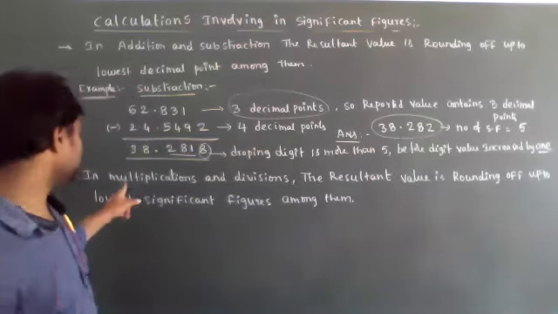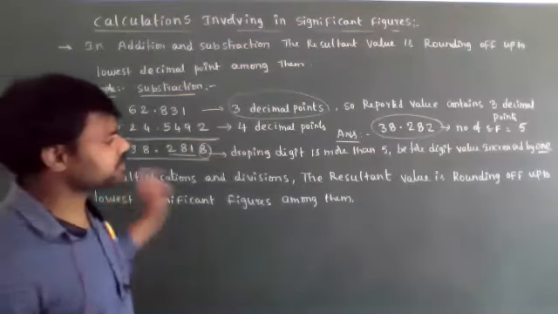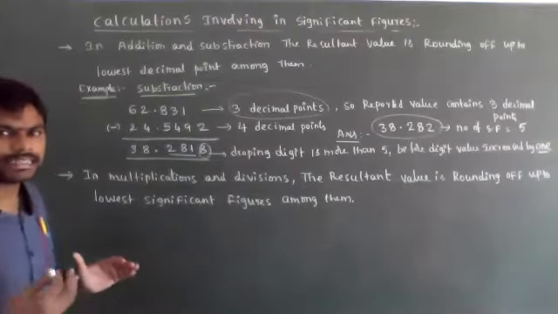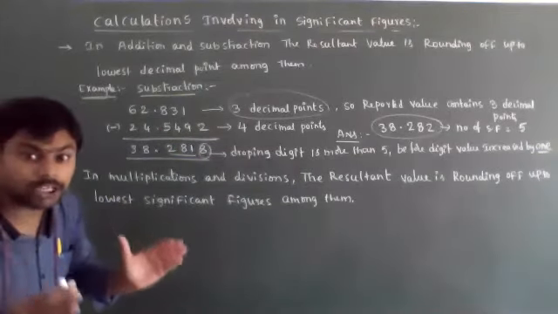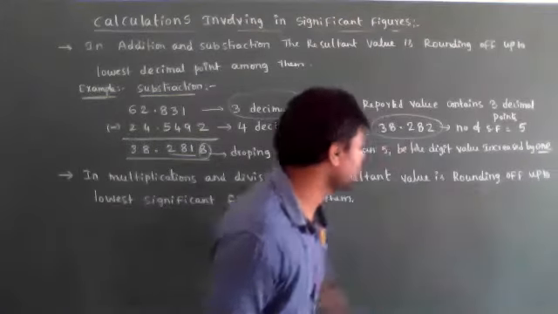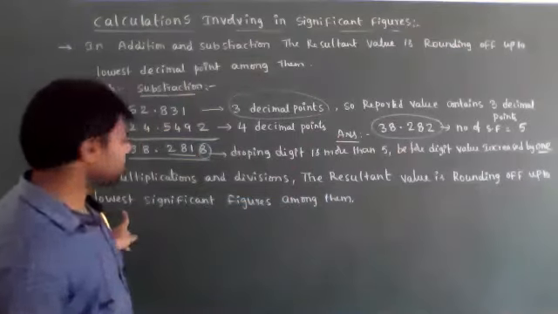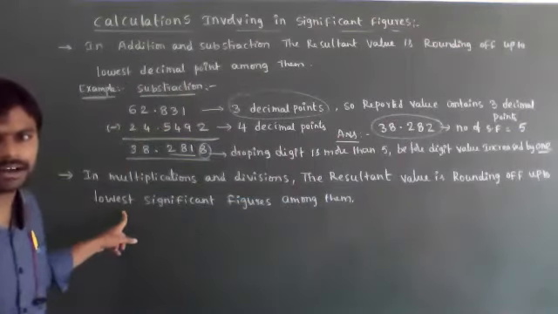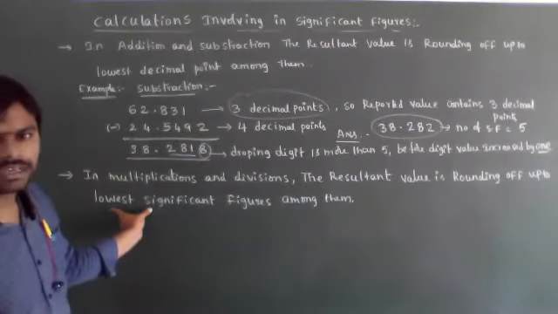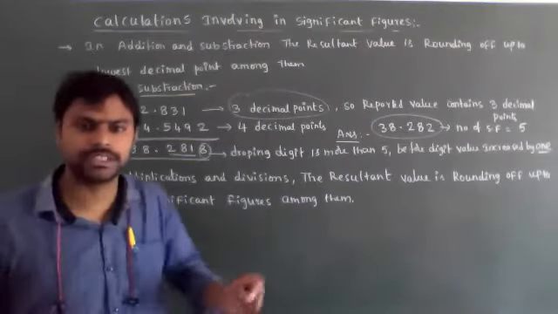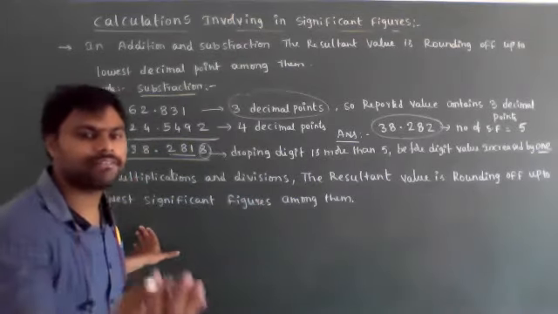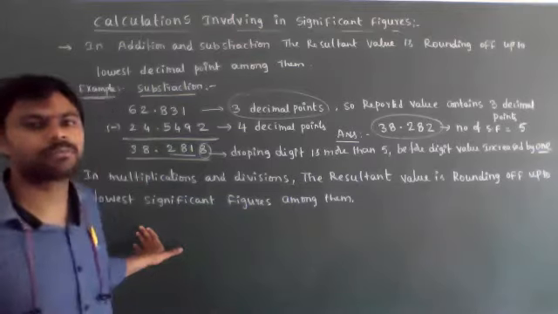Now see, in case of multiplication and division, the resultant final value or reported value should be rounded off according to the number having the lowest significant figures. Whichever number has the lowest significant figures, the resultant final value also we need to round off up to that value only.